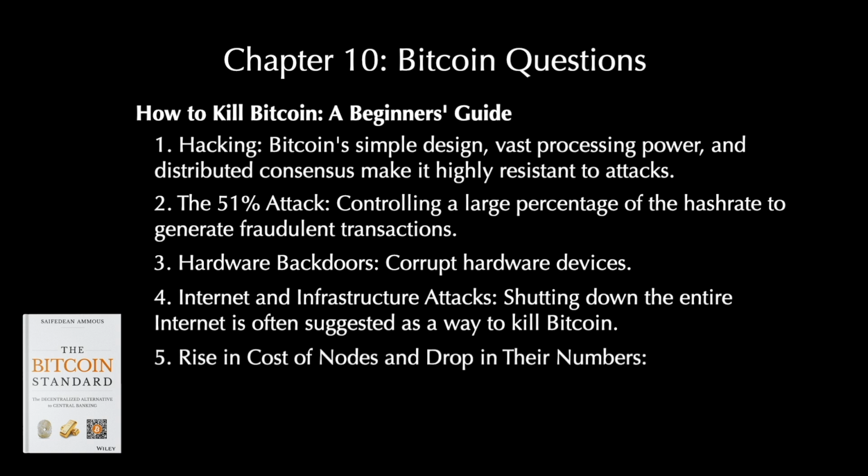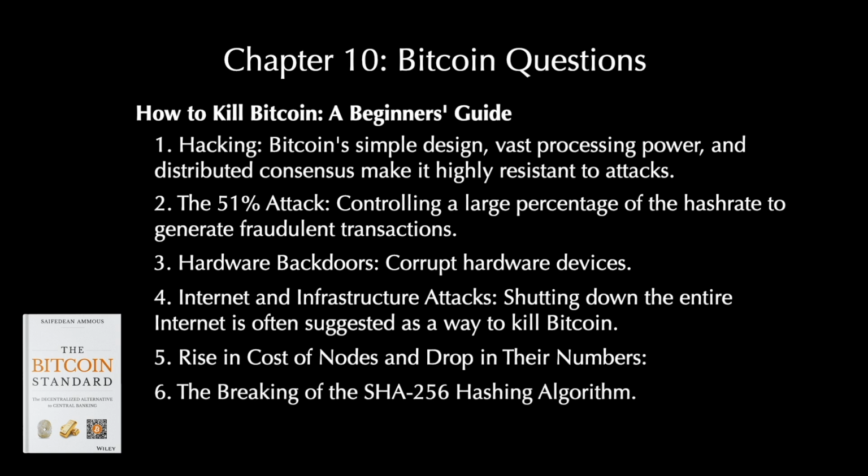Number 5, rise in cost of nodes and drop in their numbers. If the cost of running a Bitcoin node significantly increases, fewer people will run them, reducing the network's decentralization. This is a serious technical threat, as a network with few nodes could be manipulated or sabotaged more easily. Number 6, the breaking of the SHA-256 hashing algorithm. If the SHA-256 hashing function were broken, all Bitcoin addresses would become vulnerable. The fix would be to switch to a stronger encryption method, but coordinating this change could be challenging. Quantum-resistant hashing algorithms already exist and could be implemented.